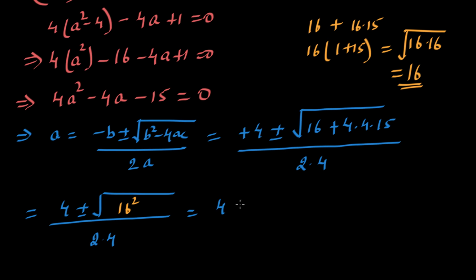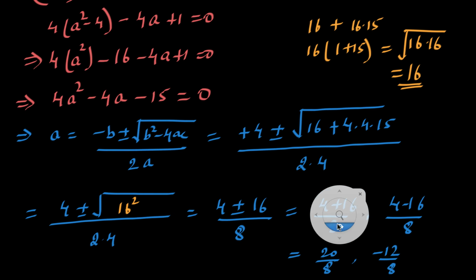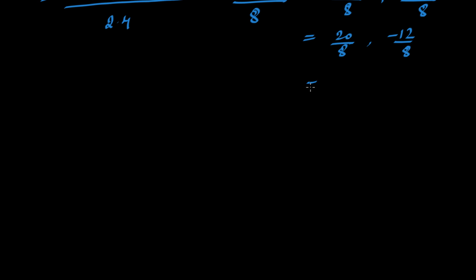So this becomes 4 plus or minus 16 divided by 8, right? So we have two values from here, either 4 plus 16 by 8 or 4 minus 16 by 8. So this gives us 20 by 8, or minus 12 by 8. So if I write this in simplest form, what we'll have here is 10 by 4 or 5 by 2, or minus 3 by 2. So this is the value of a that we got here.